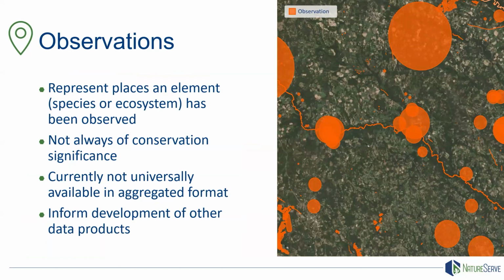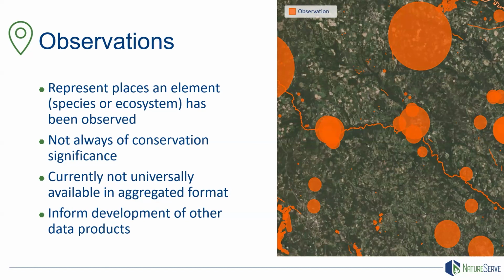So first, looking at observations. Observations represent where a species or ecosystem has been observed. They're important for habitat modeling, for tracking wide-ranging and widely distributed species, but they do not always indicate the critical locations for conservation action. Currently, NatureServe does not aggregate observations across our entire network, but we are using observations to inform the development of other data products.